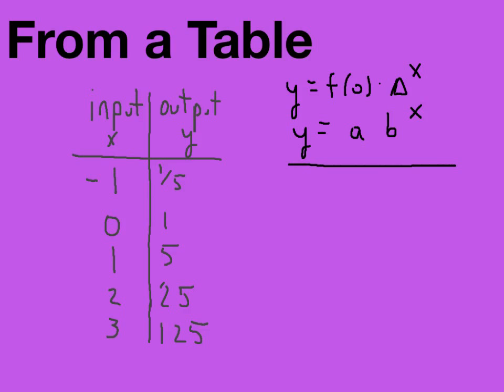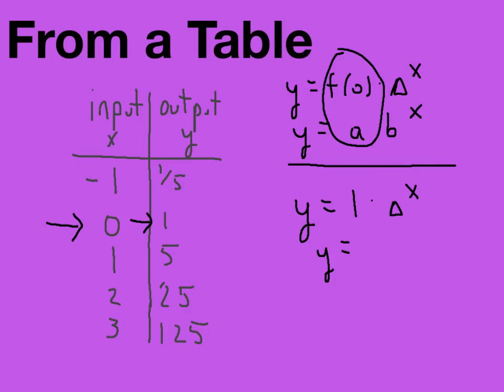So as we look at the table here, we first have to decide what is our start value. Where is that f of 0 or that a value that we look for right here? So going back to the table, start value obviously has to be when the input is 0, and in this case, when the input is 0, the output is 1. So now what we have is y equals 1 times delta to the x, or using the other format, y equals 1 b to the x.